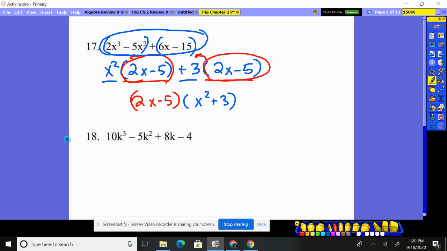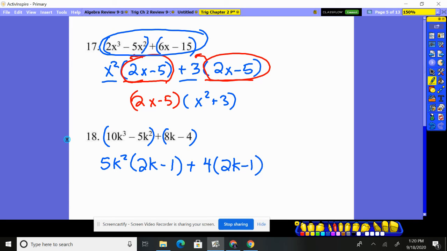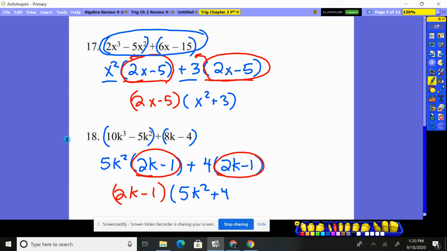Number 18. Again, 4 terms. So we're going to group and group. 10 and 5, a 5 can factor out. K to the third, k squared comes out. I'm left behind then with a 2k minus 1. Okay, 8k minus 4. I see a 4 comes out. Leaves behind, miraculously, a 2k minus 1. So I'm going to factor him and him out front. 2k minus 1. And then I'm left behind with what? 5k squared plus 4.